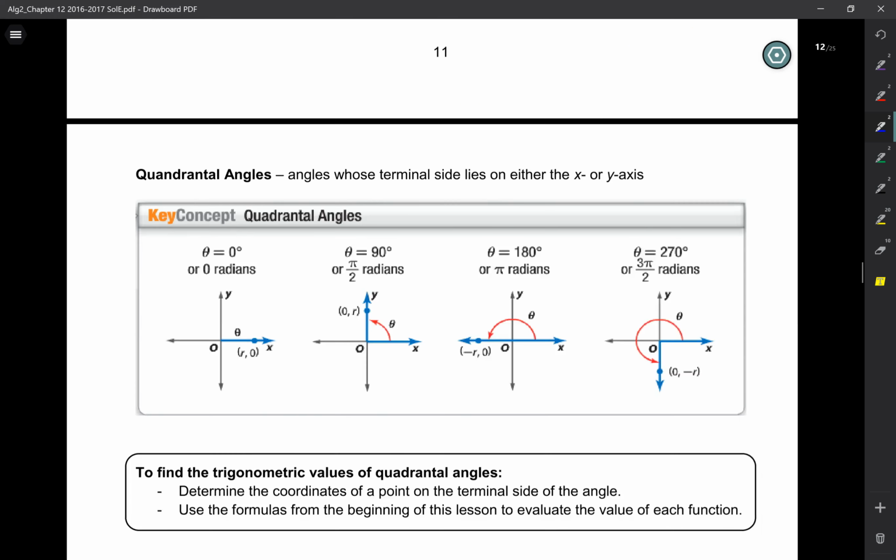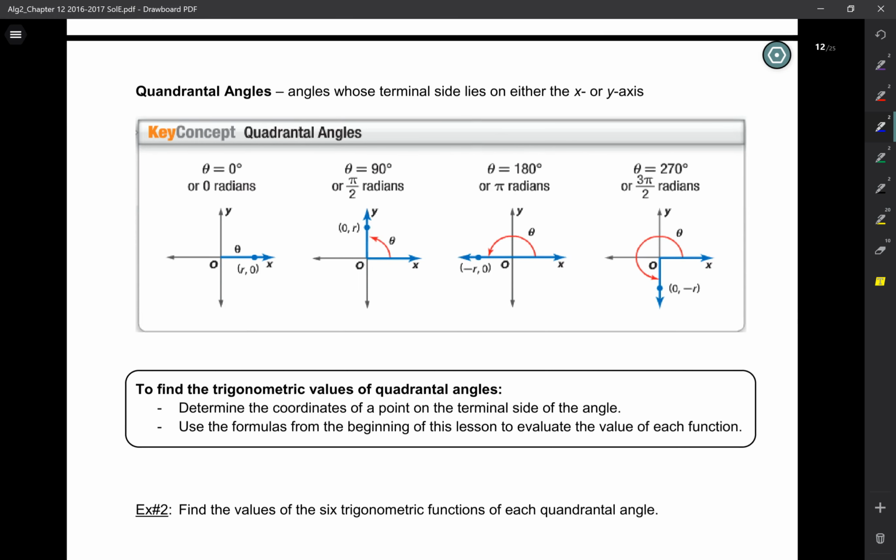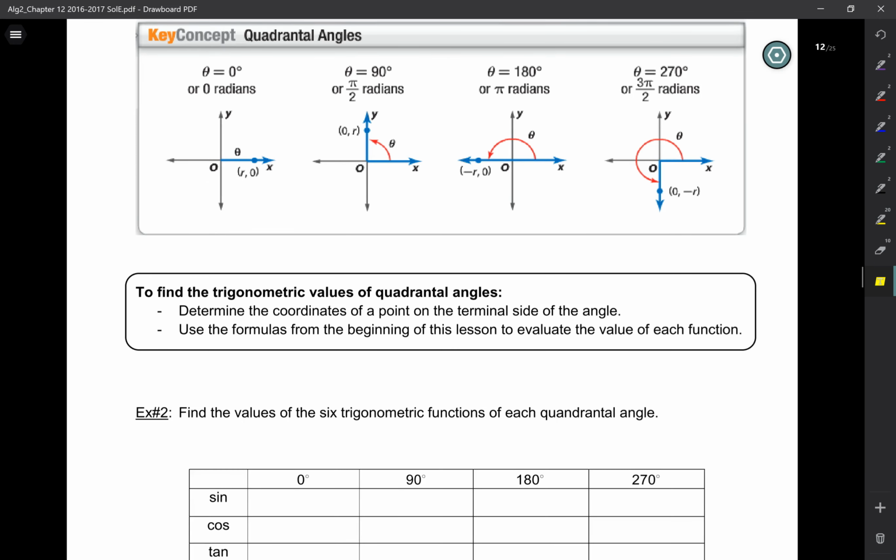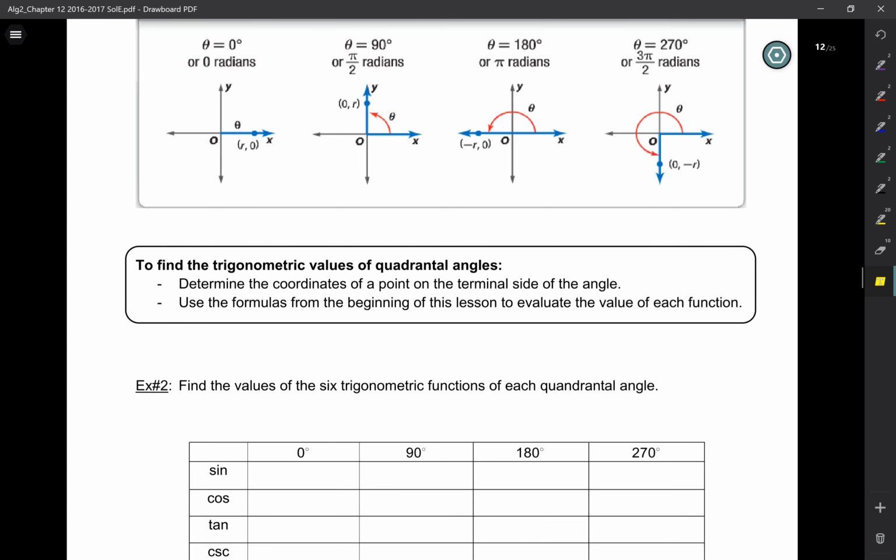Let's move on to quadrantal angles. Okay? Quadrantal angles are angles whose terminal side lies on either the x-axis or the y-axis. So suppose you have an angle of 0 degrees, right? That will be right there at that point, okay? 0 degrees, this is where we start, and we haven't rotated our terminal side, so that's 0 degrees right there.